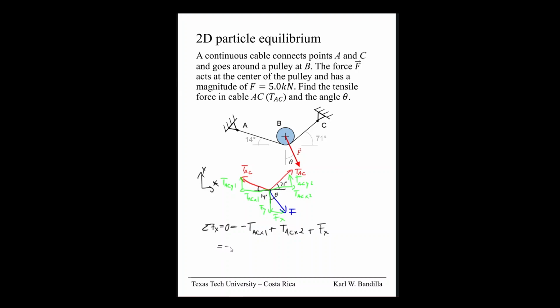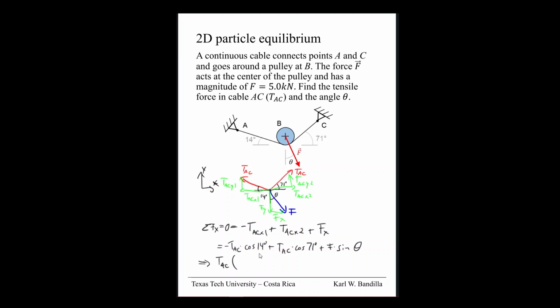Now, how do we write this in terms of F and in terms of TAC? This would be equal to minus TAC x, which would be the adjacent leg, so TAC times cosine of 14 degrees. And then plus, this is still the adjacent leg, TAC times cosine of 71 degrees. They're different. And then we have Fx. Now Fx is not the adjacent but the opposite, so that would be plus F times sine theta. Maybe we can rewrite this just slightly.